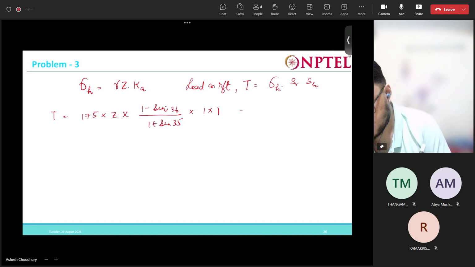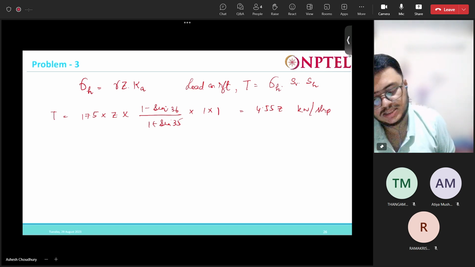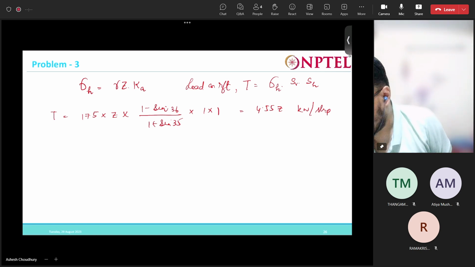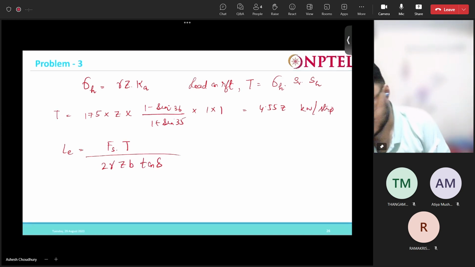So this will be 4.55 Z kilonewton per strip. That is the tension, the tensile load that is coming on each strip. Now, similar to what we had done previously, pressing into T, this will satisfy the pull out rating.